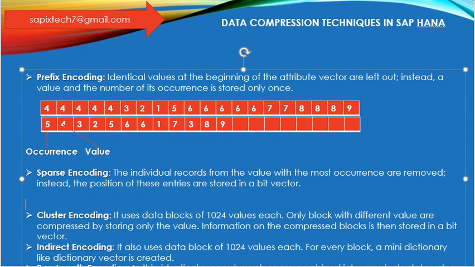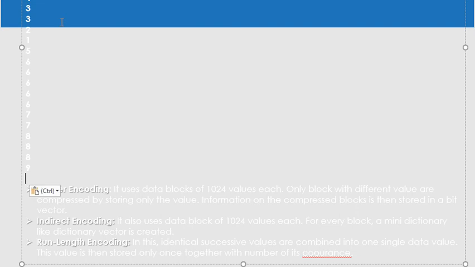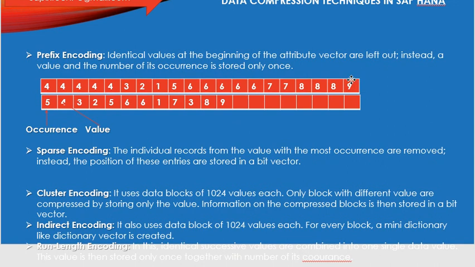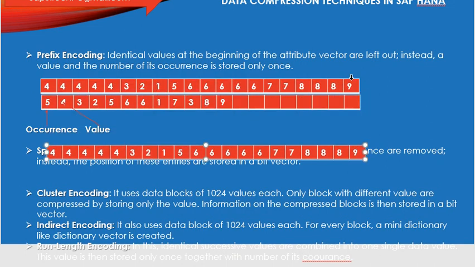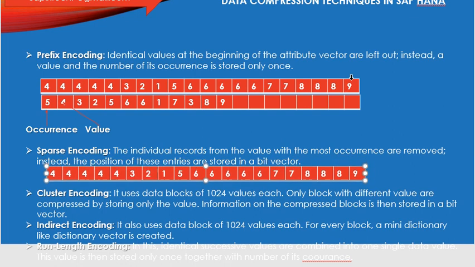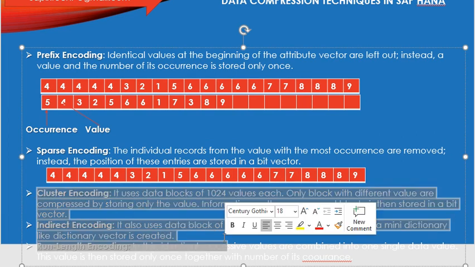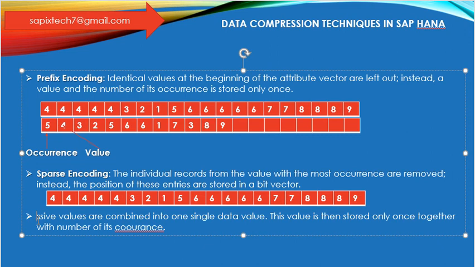Okay, so let me copy this same data. We assume that the same data is stored. Oh, sorry, what I did, let me copy this, control C, control V. Let's see how the same data gets converted using sparse encoding. Let me delete this, there's no use right now.